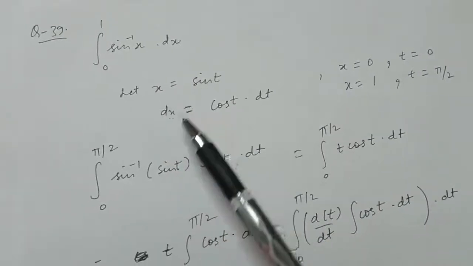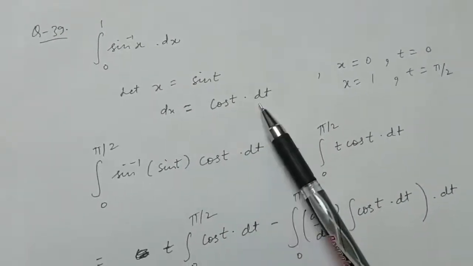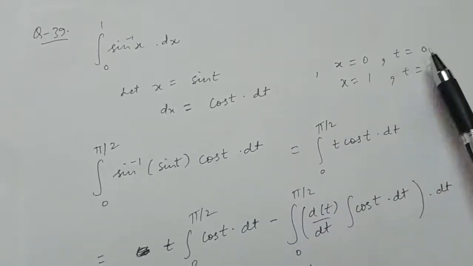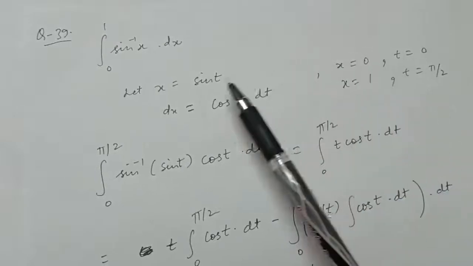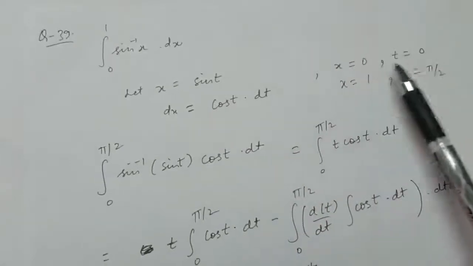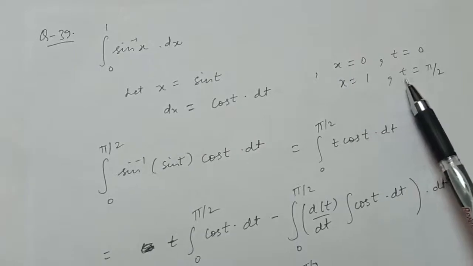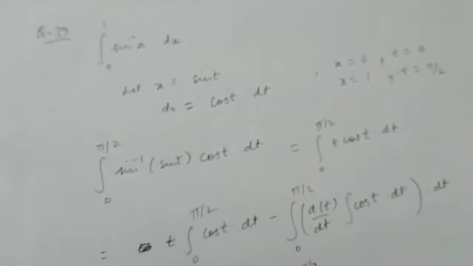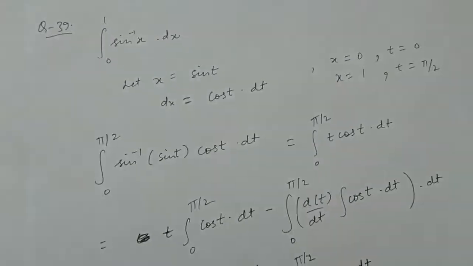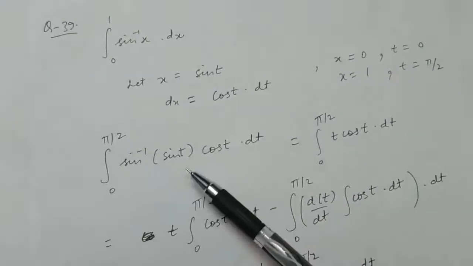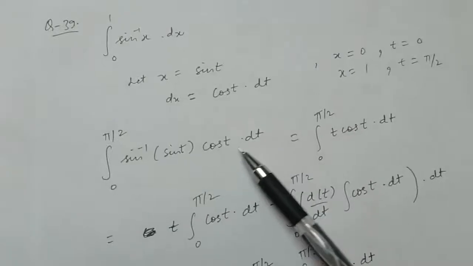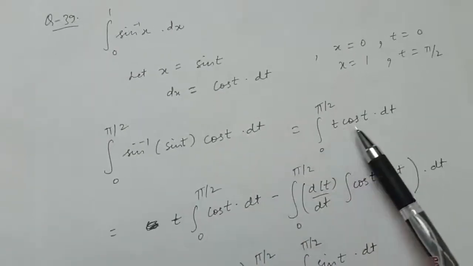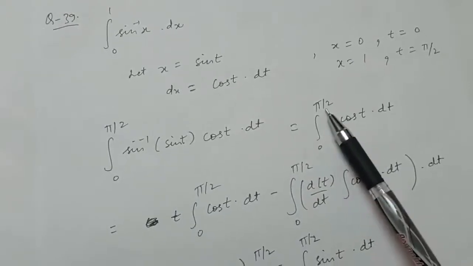Now differentiate both the sides. dx will be cos t into dt. When x is 0, t will be 0 because t is nothing but sine inverse x. So sine inverse 0 is 0. And when x is 1, sine inverse 1 is pi by 2. So the limits are from 0 to pi by 2. Now integral of sine inverse sine t, and in place of dx, cos t into dt, right? Now this will be t into cos t. Limits are from 0 to pi by 2.